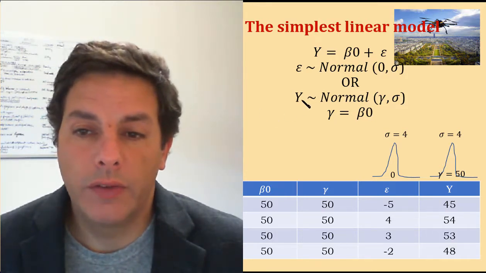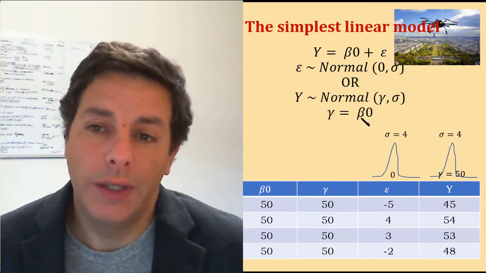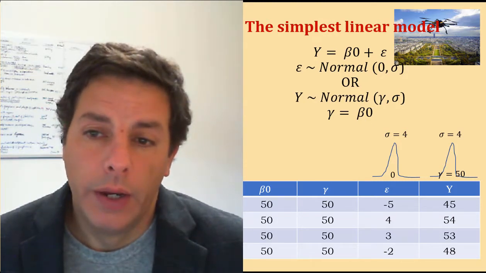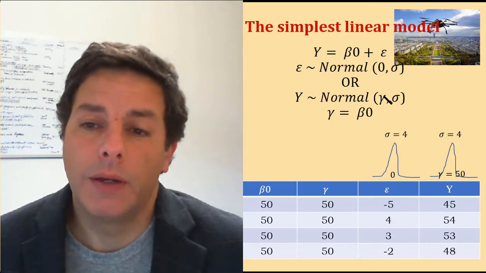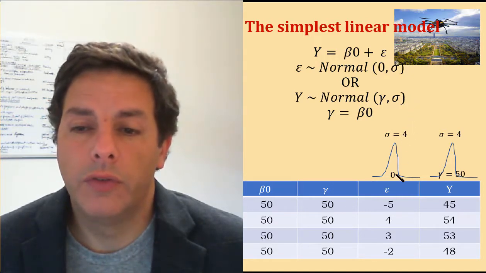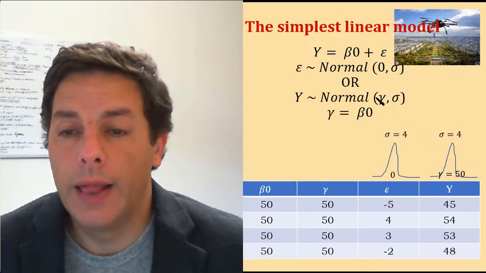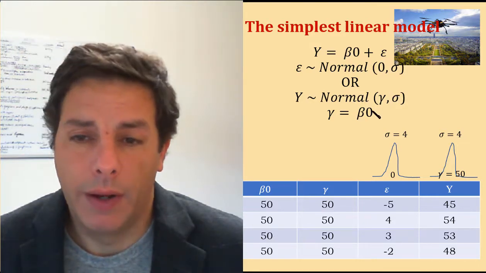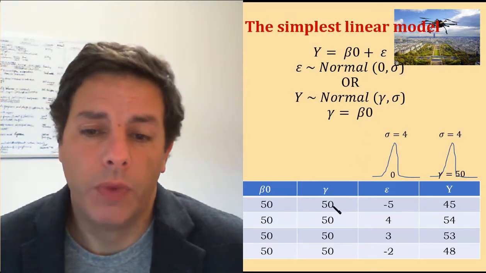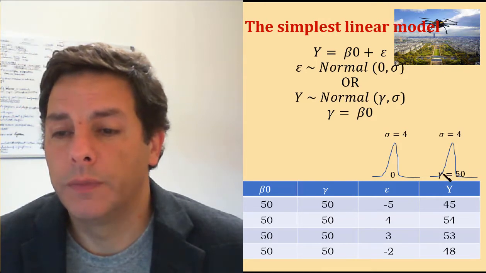Well, instead of putting the distribution in epsilon, I put the normal distribution in y, the actual variable. So we are saying that y is normally distributed, the mean is gamma, and the standard deviation is sigma. So if it is sigma 4 in this distribution, it will be sigma 4 in that distribution too. Now, the mean of that normal distribution is not 0, it's actually gamma, and gamma, we said, equals beta 0. So gamma is here. So the mean of that distribution equals 50.